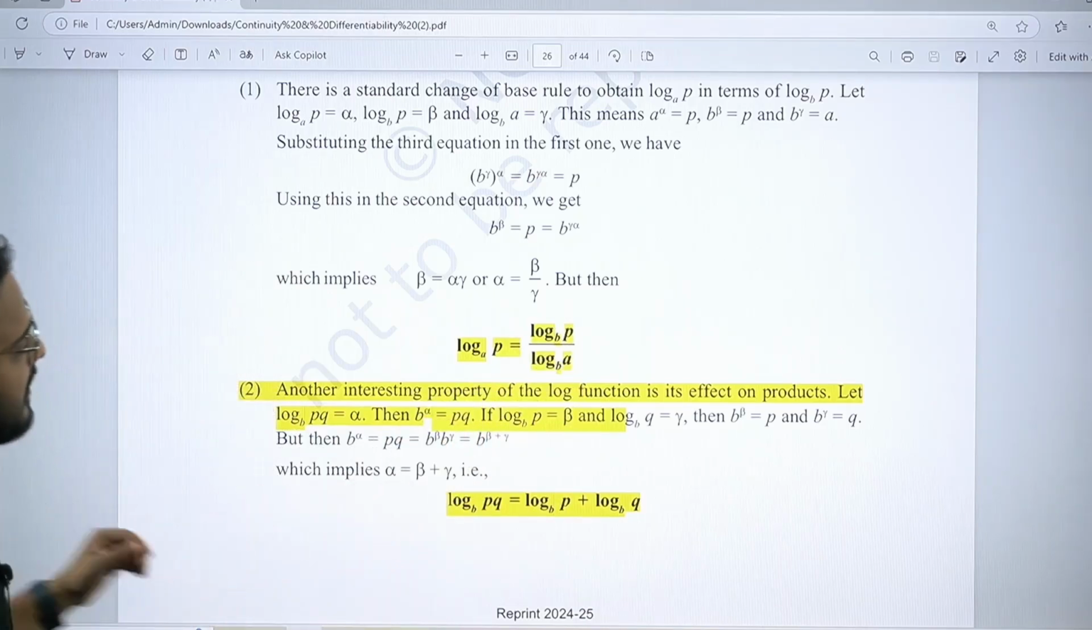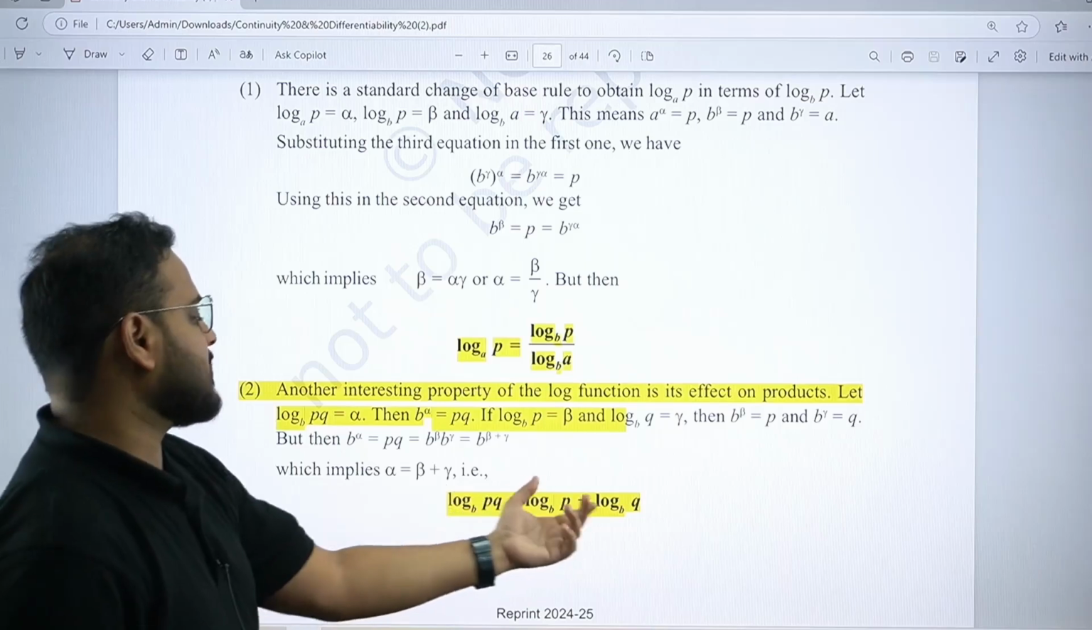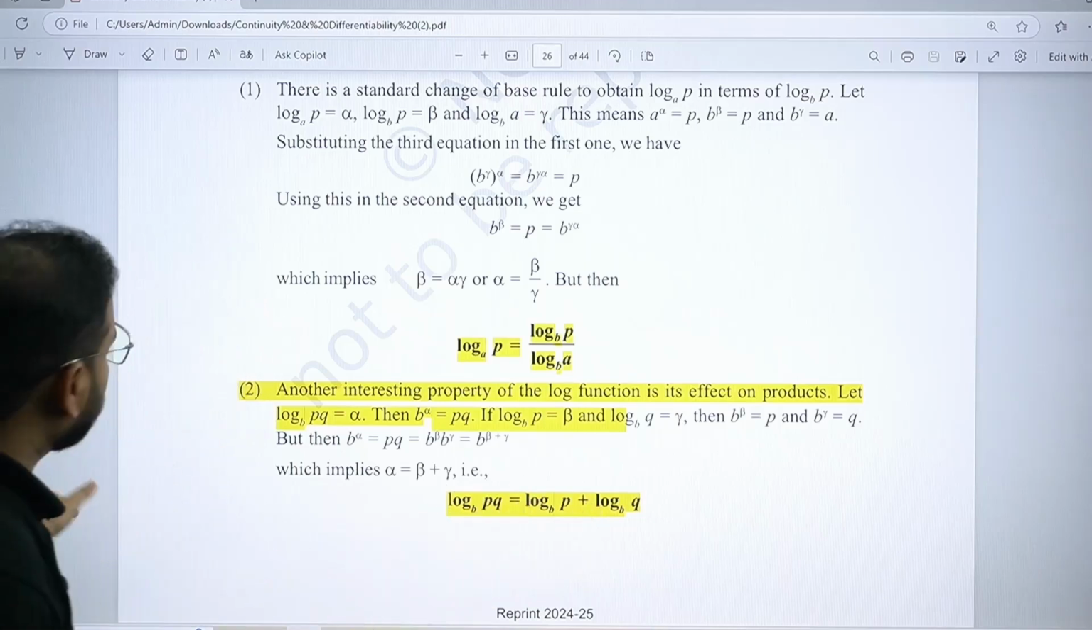Same, bachcha, is over here as well. This is the product one. Log p plus log q can be written as log of pq. We use it a lot.